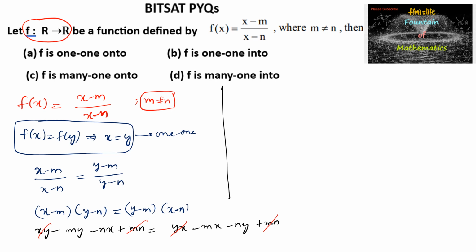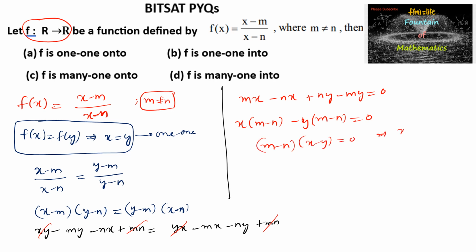So we can write here mx minus nx plus ny minus my is equal to 0, or taking x common here, (m minus n), and taking minus y common, (m minus n) again, is equal to 0. So (m minus n) times (x minus y) is equal to 0, which implies x minus y is equal to 0, that is x is equal to y. So for f of x is equal to f of y, we are getting x is equal to y, and hence we can conclude that f is one-to-one.